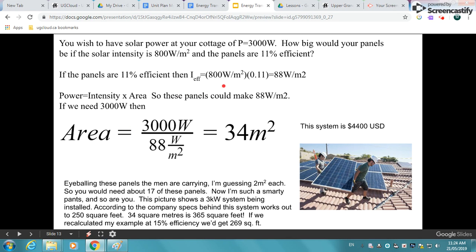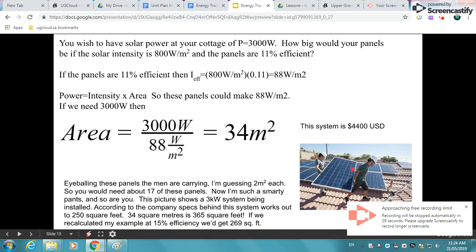The power is going to be the wattage per square meter times the size of the panels. So 88 watts per square meter, and we need 3,000 watts. So the 3,000 watts divided by 88 watts for every square meter of panel gives us 34 square meters. These panels are about 2 square meters, so you would need about 17 of these panels these gentlemen are carrying there to provide your 3,000 watts. Go away.